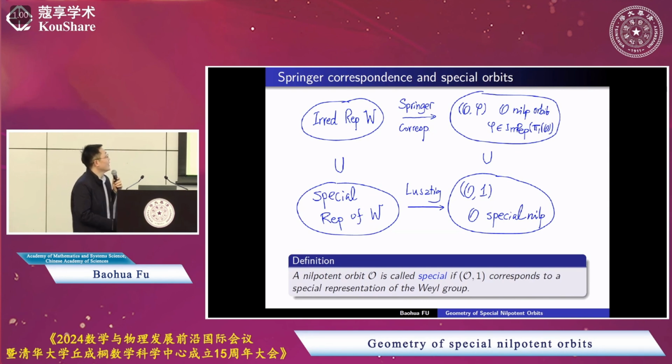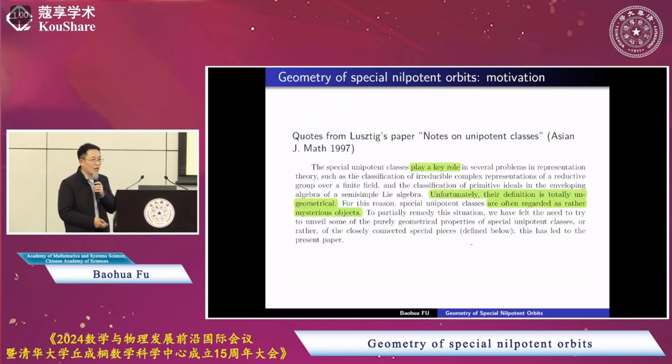So you cannot say much from the definition. It's a purely representation theoretic definition. This is why Lusztig wrote in his paper that, unfortunately, the definition of special nilpotent orbits is totally ungeometric, and they are often regarded as rather mysterious objects. In fact, in my work, we are trying to reveal some geometric perspective for these special nilpotent orbits.